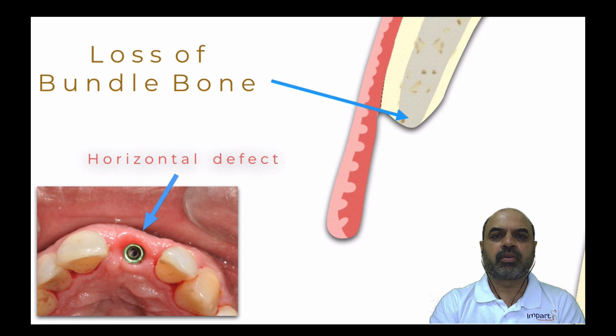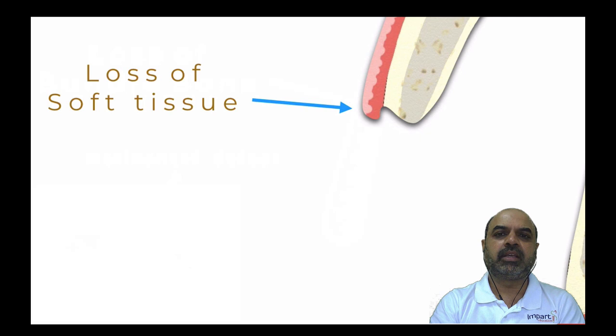And this would happen irrespective of whether we have placed an implant in that socket on the day of the extraction or we do a delayed placement. This bundle bone is lost forever. And over a period of time, we also land up seeing the soft tissue following that bone.